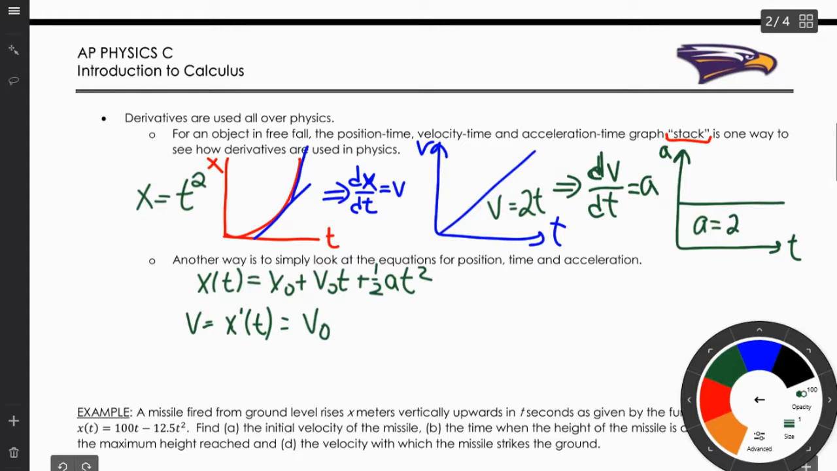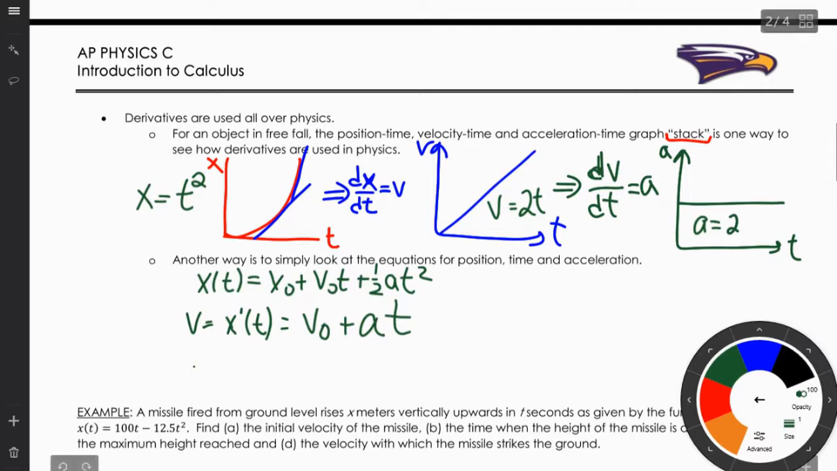Now if I follow my rule, bring this down in front, and then chop off an exponent, so subtract 1. Well, 2 times a half is 1, and then 2 minus 1 is 1. So that just gives me the constant of acceleration, and then I've got the time function. So there's my velocity function.